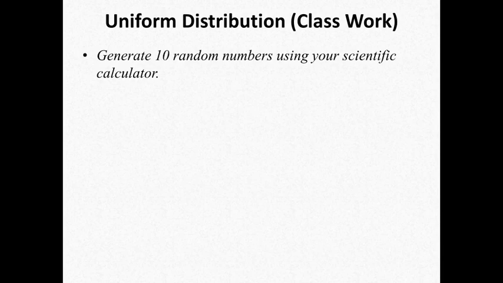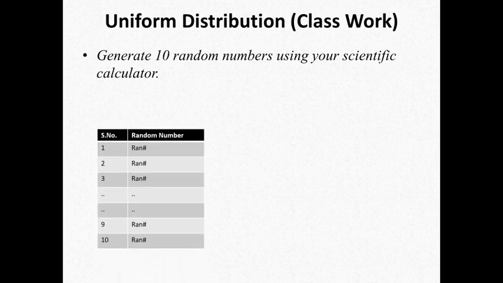All you have to do is to generate 10 random numbers using your scientific calculator, or even you can take the help of MS Excel or any other online application which is available in your browser. You can generate 10 random numbers. बहुत आसान है 10 random numbers को ड्रॉ करना.